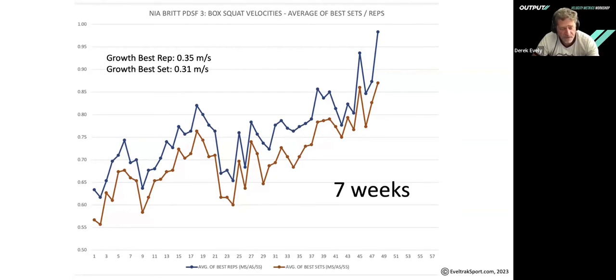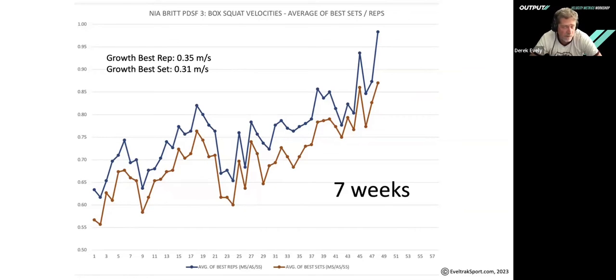Okay, so at full intent on day one, she's at like 0.57, or maybe 0.565, and 0.64 for the best rep. Seven weeks later, she's almost at 1 meter per second. She's moving, and I think this was 315 pounds. So it's a fair amount of weight.